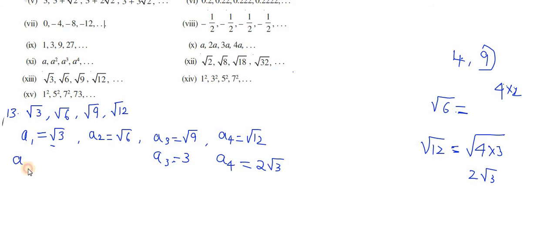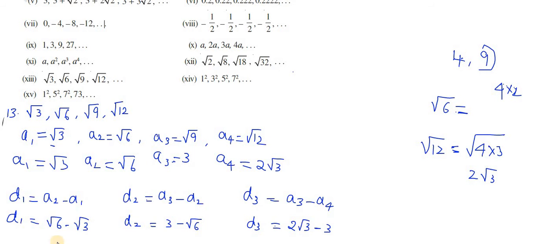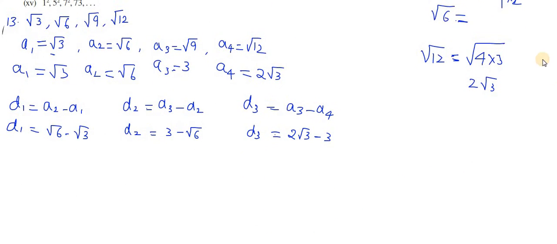And here a1 is equal to root 3, and a2 is equal to square root of 6. So now find the difference. Here d1 is equal to square root of 6 minus square root of 3, d2 is equal to 3 minus root 6, and d3 is equal to 2 root 3 minus 3. It is already in the simplest form, we are not able to simplify it further. So therefore d1 is not equal to d2 is not equal to d3. So therefore it is not an AP. Okay, this is not an AP.